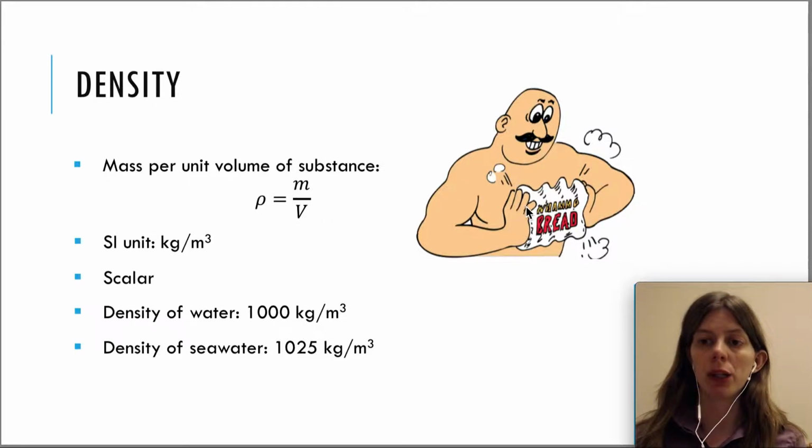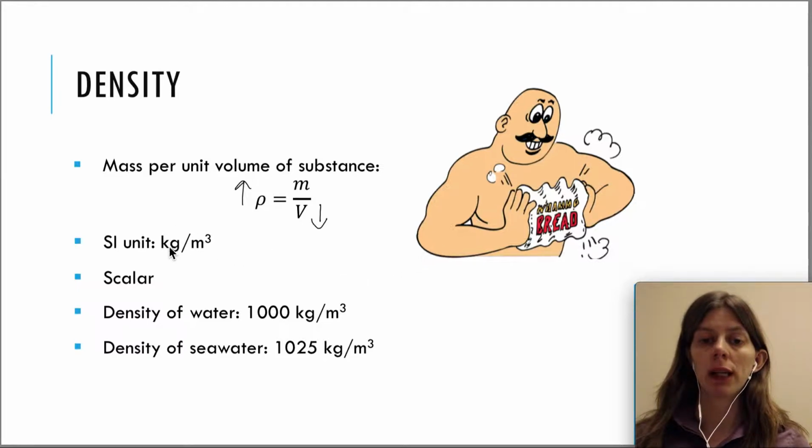And you can see this picture of the strongman here. He's squishing the bread. So what do you think is happening to the density when he's squishing the bread? Well, the mass doesn't change when he squishes it, but the volume gets smaller. So when you make the volume smaller, since it's in the denominator, the density is going to get bigger. And you know from experience that the bread gets a lot more condensed when you squish it.